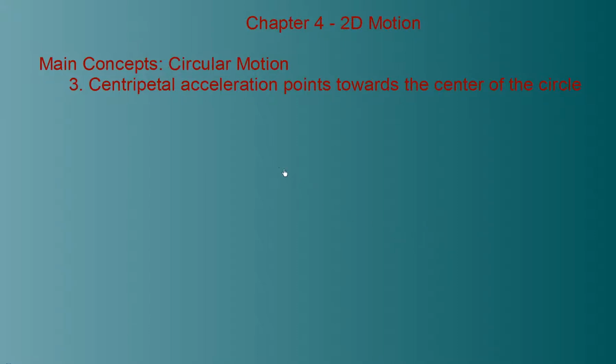Alright, let's finish off Chapter 4 notes before I do some sample problems from the textbook. So we left off last time on main concept 2 for circular motion, and it was basically just giving you the formula for centripetal acceleration.